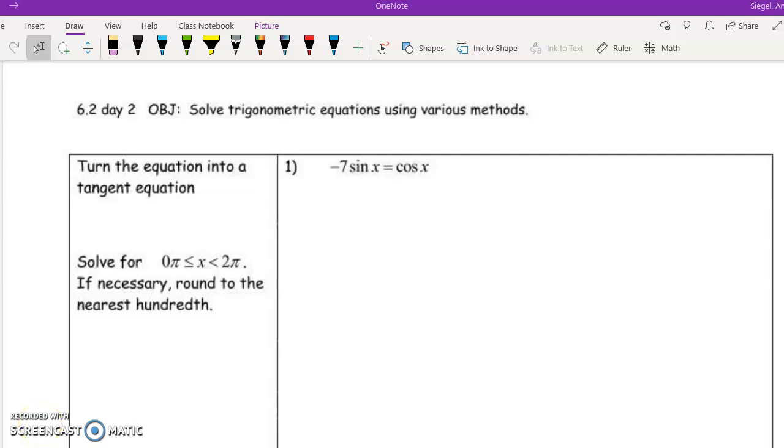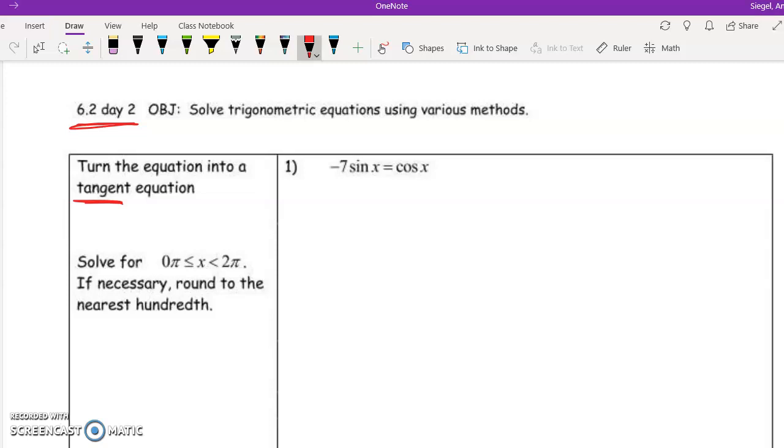Hey guys, we are going to finish up lesson 2, day 2, and we have two more techniques that we're going to talk about. So the first technique we're going to talk about is turn the equation into a tangent equation. So this helps sometimes.